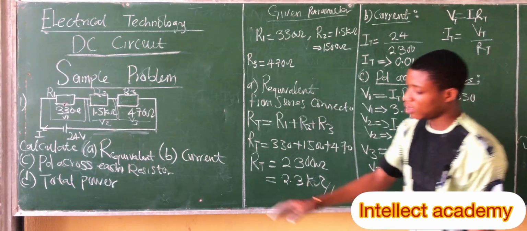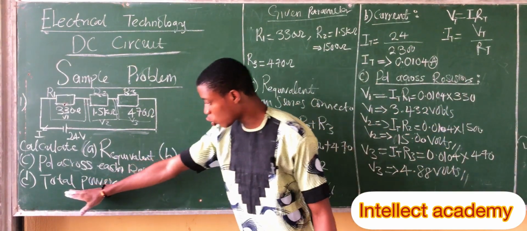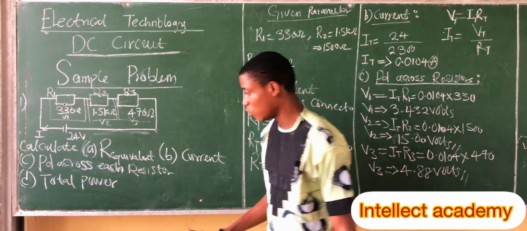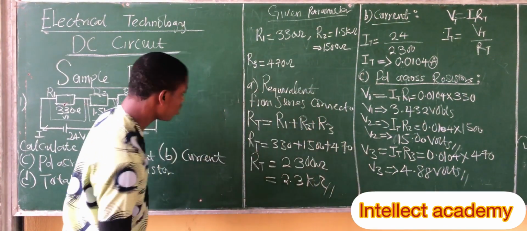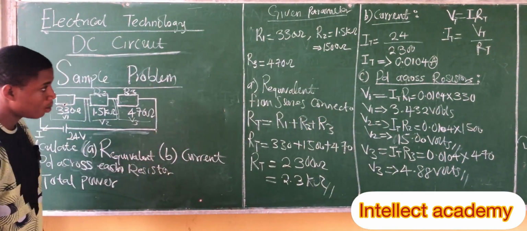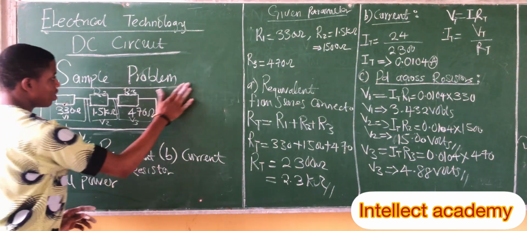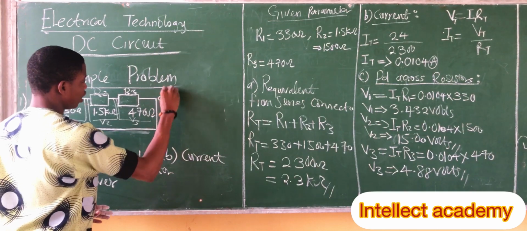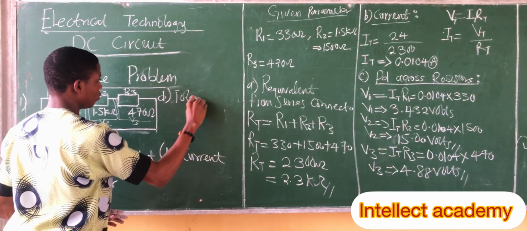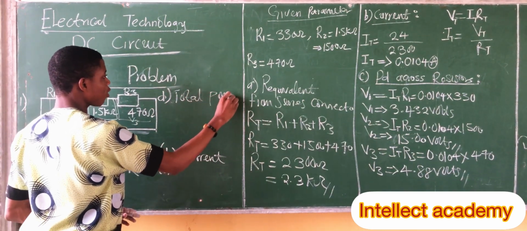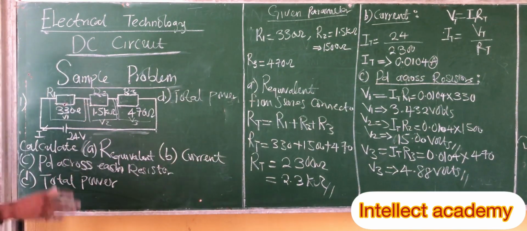So now we have to look for the total power. That's the last part of this question. You can see that the space is finished, so we are going to do it somewhere here because we don't want to clean the board. The D part is total power. There's a concept to this. There are two ways to calculate this total power.